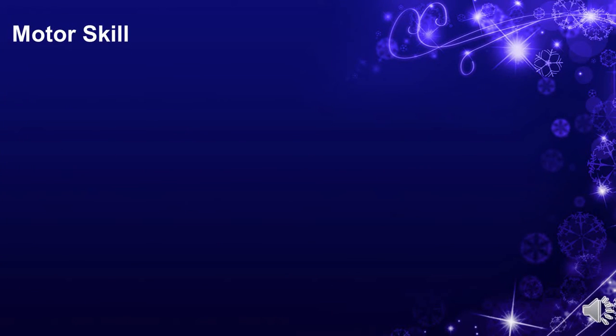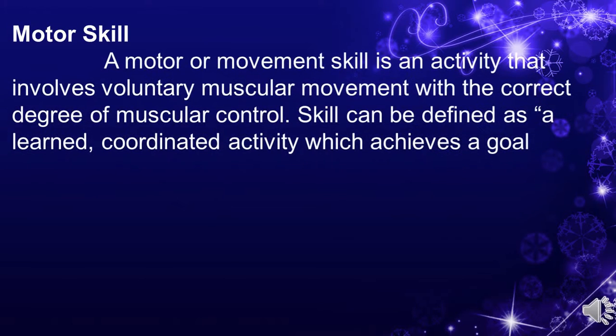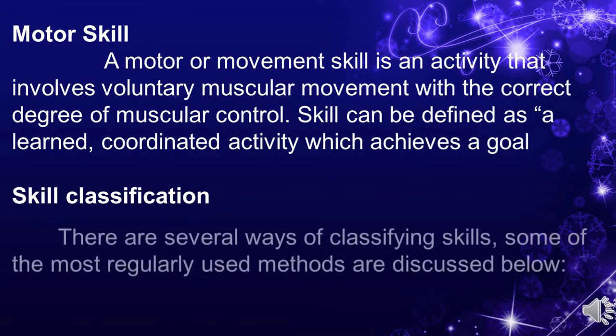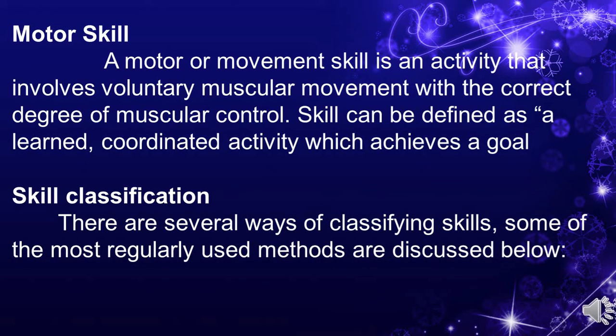Motor skill. A motor movement skill is an activity that involves voluntary muscular movement with the correct degree of muscular control. Skill can be defined as a learned, coordinated activity which achieves a goal. Skill classification. There are several ways of classifying skills. Some of the most regularly used methods are discussed below.